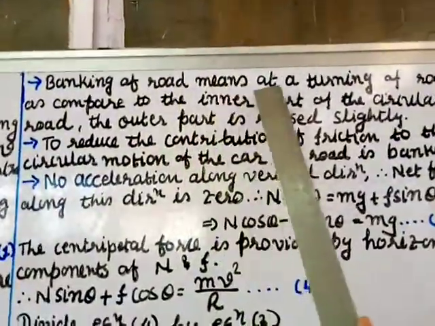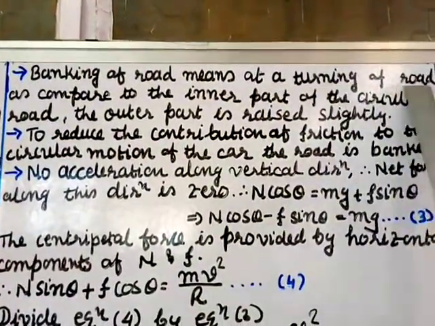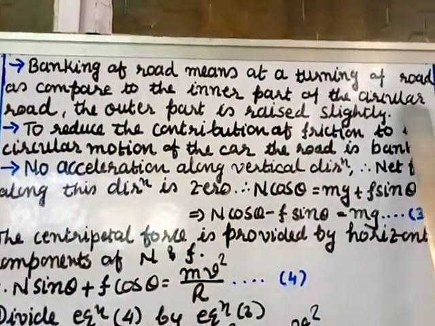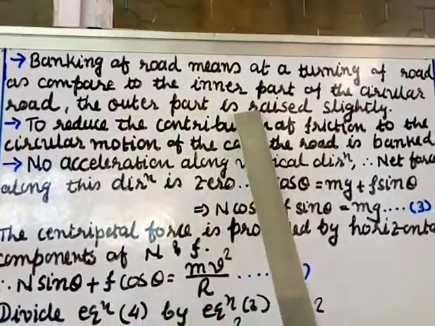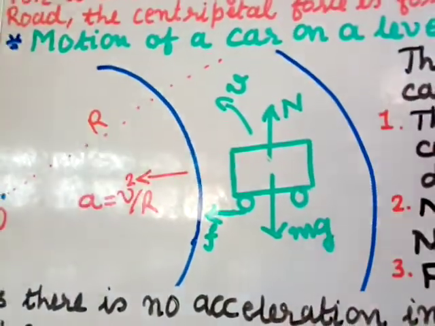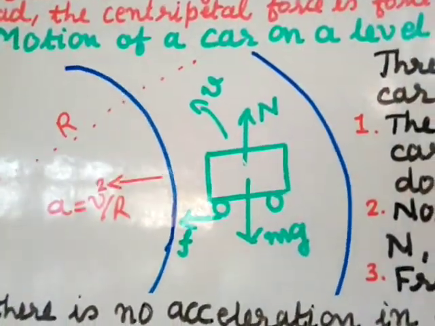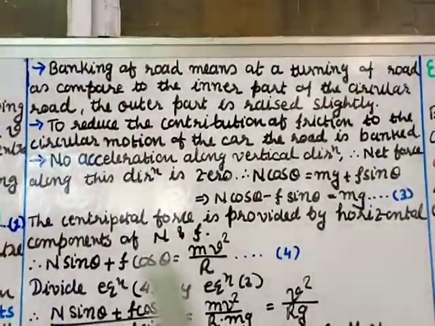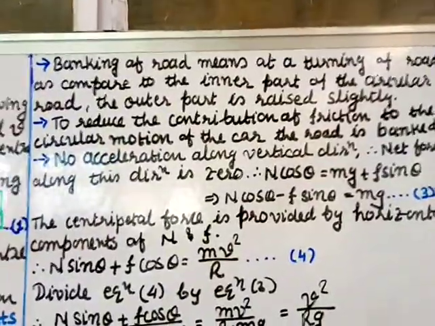Banking of road means at a turning of road, as compared to the inner part of the circular road, the outer part is raised slightly. That is what I was telling you over here, that this part is a little raised above. So this part you raise, that you call banking, and this is raised compared to the lower inner part. Just first I have given the meaning of banking of the road.